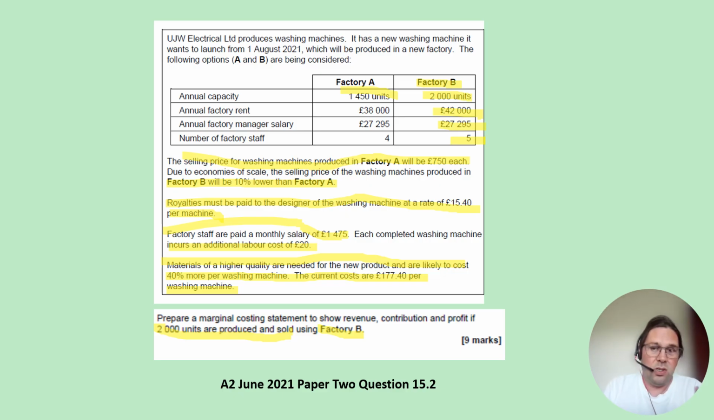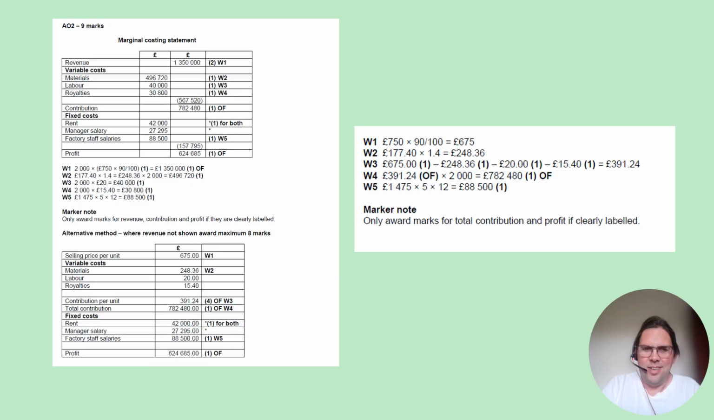This is quite a nice question, as long as you know the differential between the fixed and variable costs. Okay, so here we've got a mark scheme for this particular question. Firstly, we've got a revenue figure of 1,350,000, 2 marks. Like we said at the beginning, with the 10% decrease, it is 675 multiplied by the 2,000 units, which gives you 1,350,000.